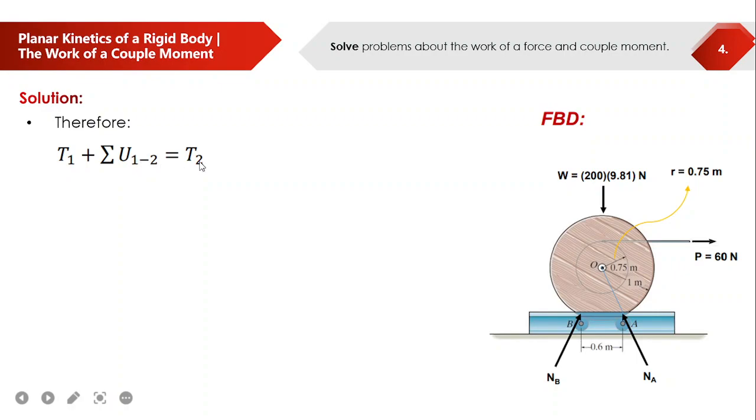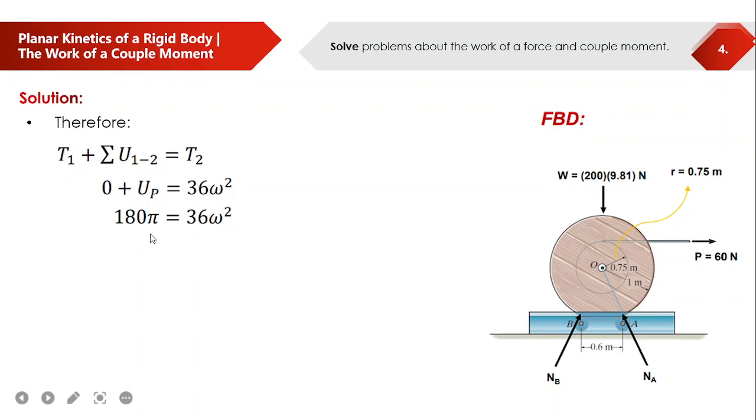Okay, and also the final kinetic energy using the radius of gyration, kasi hindi nga nag-translate yung rail of cable natin kasi nag-rotate lang siya at fixed point O. Okay? So, substitute lang natin yung mga values na na-compute natin.